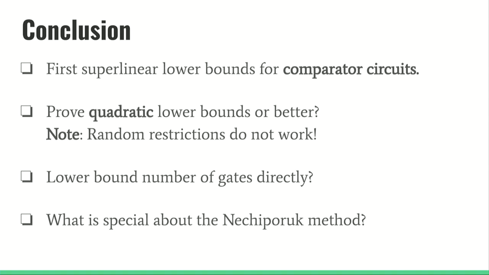And I'd like to point out that the usual lower bound techniques for circuits that get even the linear lower bounds really don't work here for proving lower bounds on the number of wires. So random restrictions cannot work in a black box way. So is there a way to lower bound the number of gates directly? And also, it's natural to ask if there's something special about the Nechiporuk method that allows it to prove these lower bounds for these restricted models. And yeah, that's it. Thanks.